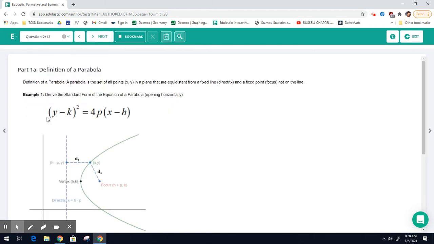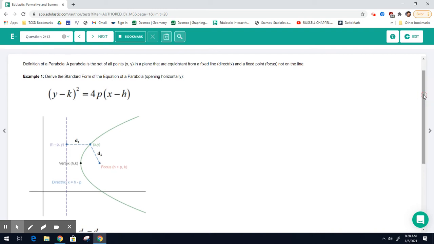So the first task, part 1a, the definition of parabola. So we're going to look at the definition of a parabola from a very analytical geometry standpoint. It says that a parabola is the set of all points x, y in a plane that are equidistant from a fixed line, which is called the directrix, and a fixed point called the focus, not on that line. Now we are used to parabolas opening vertically, up and down. Now that is going to be your task. So in order to show you an example, I have to focus on the parabolas opening left or right horizontally.